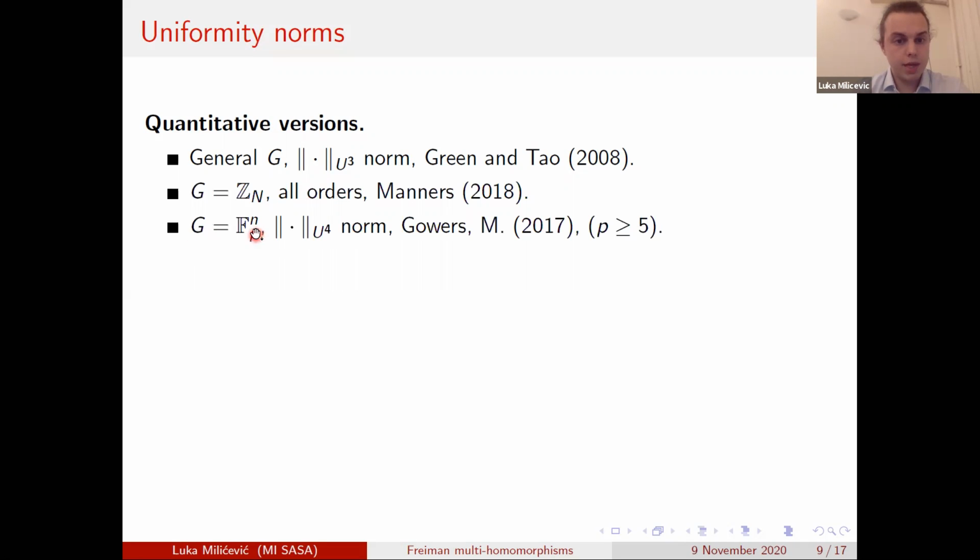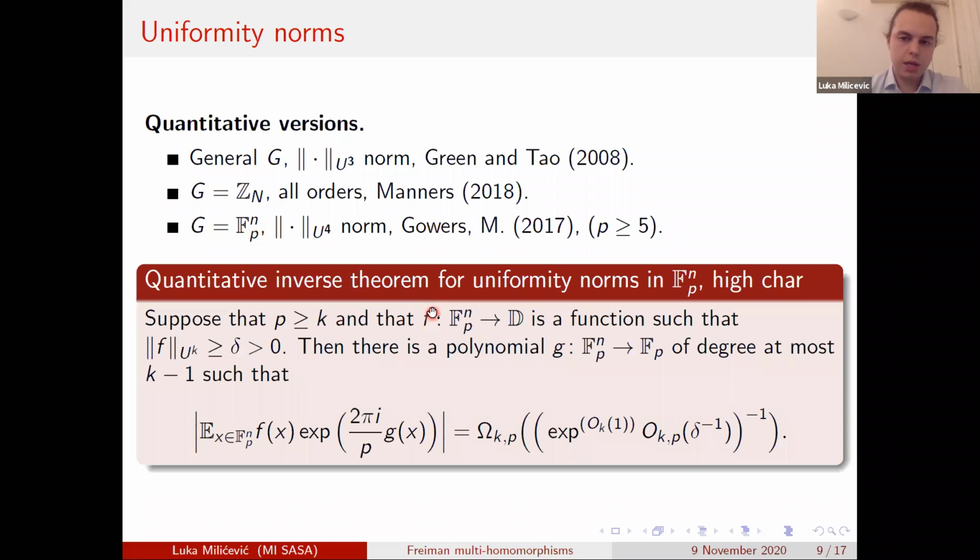And then in the case of vector spaces, apart from the U3 norm given by Green and Tao, there is a quantitative inverse theorem for the U4 norm given by Tim and myself in 2017. That is what we proved, actually, the inverse theorem for Freiman bihomomorphisms, which I mentioned previously. So this is our second main result and the main application of our inverse theorem for multi-homomorphisms, namely a quantitative inverse theorem for uniformity norms in the case of vector spaces and in the case of high characteristic. When I say high characteristic, that means that the prime is at least the order of your norm, namely k.